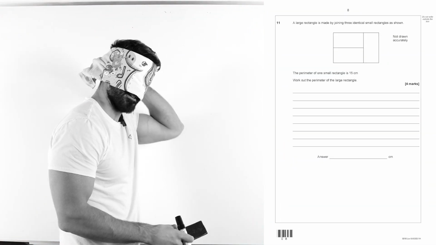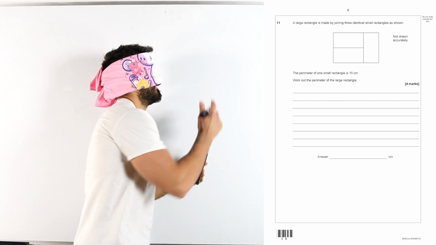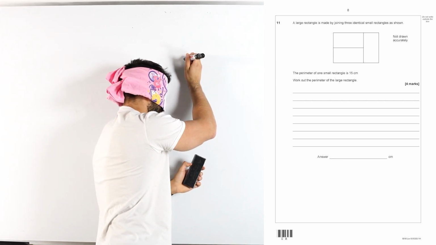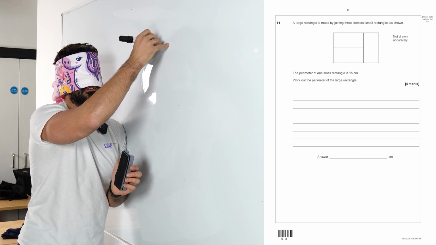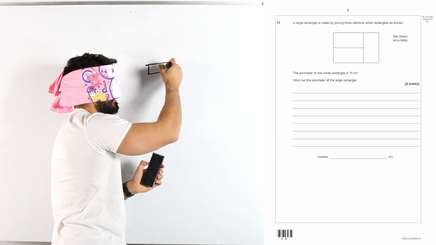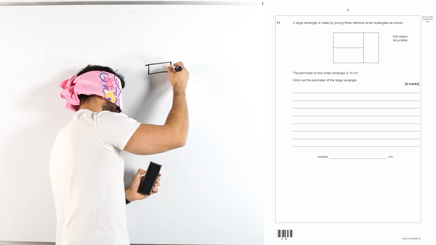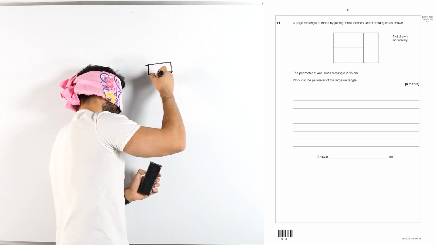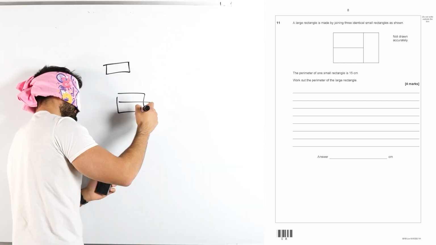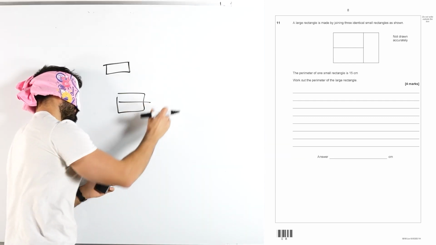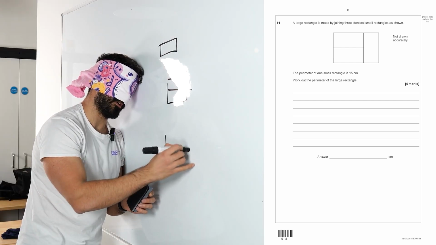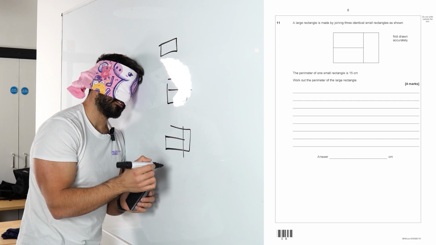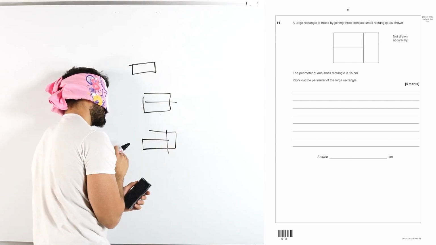A large rectangle is made by joining 3 identical small rectangles as shown. I will describe it. Draw a long horizontal rectangle. Imagine there's another horizontal rectangle below it, touching it. And then on the right hand side of the two rectangles, there's a vertical rectangle connecting it, fitting perfectly. So it's one big rectangle that looks like a T.